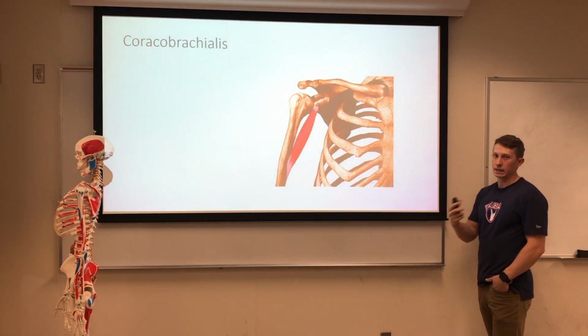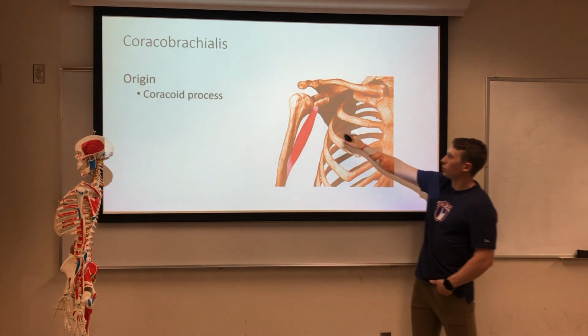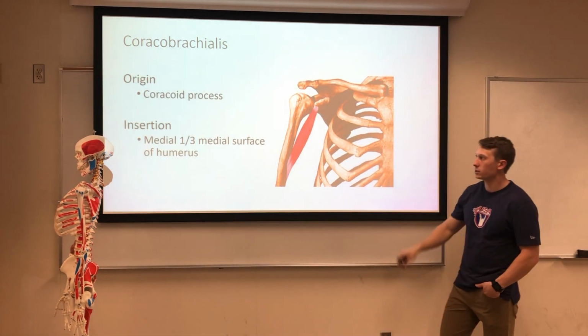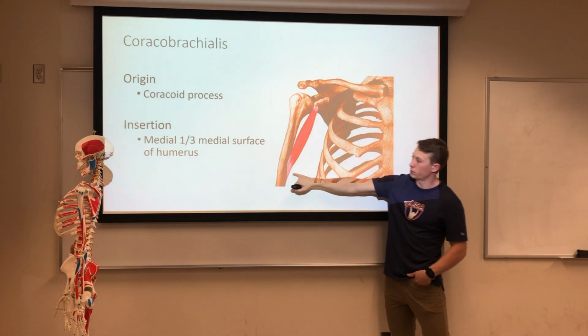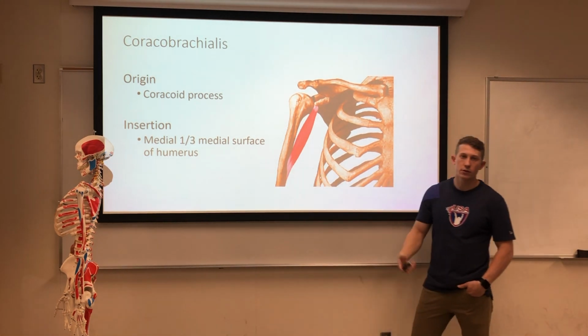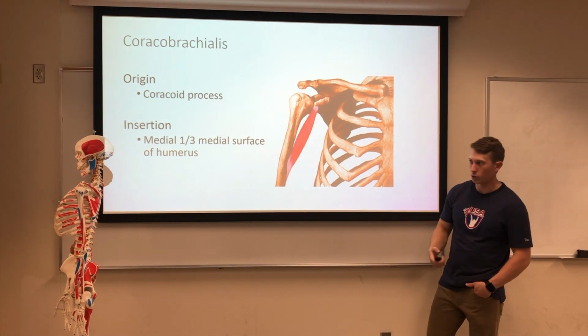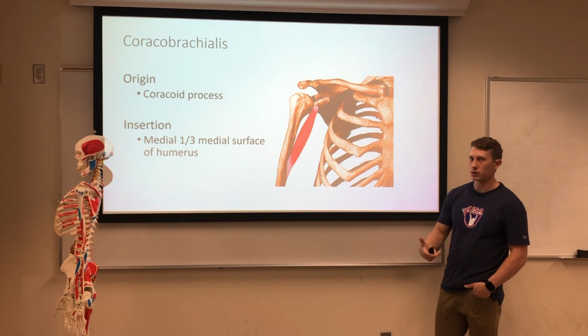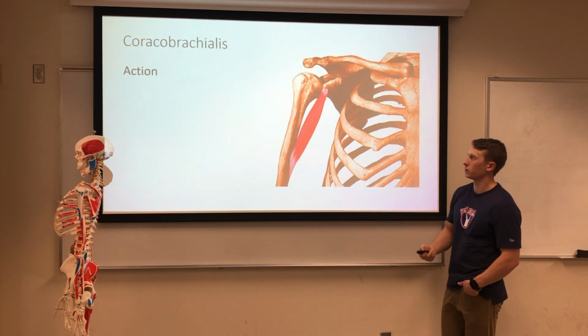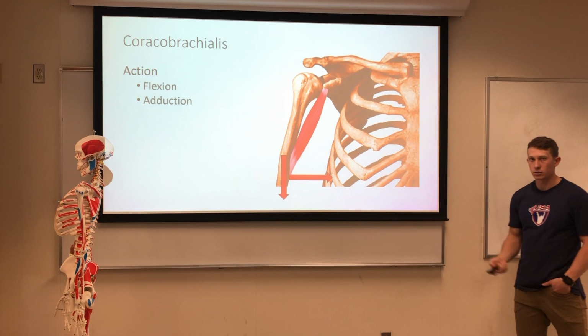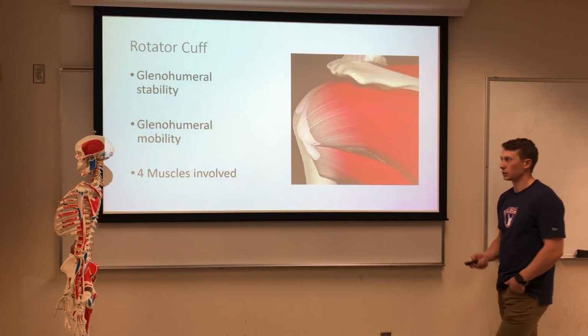Coracobrachialis also is an intrinsic shoulder joint muscle with its origin on the coracoid process, insertion on the medial third of the humerus. So it's another medial to lateral shoulder joint muscle, but this one is anterior compared to teres major, which is posterior. So our actions here: flexion, adduction, horizontal adduction.